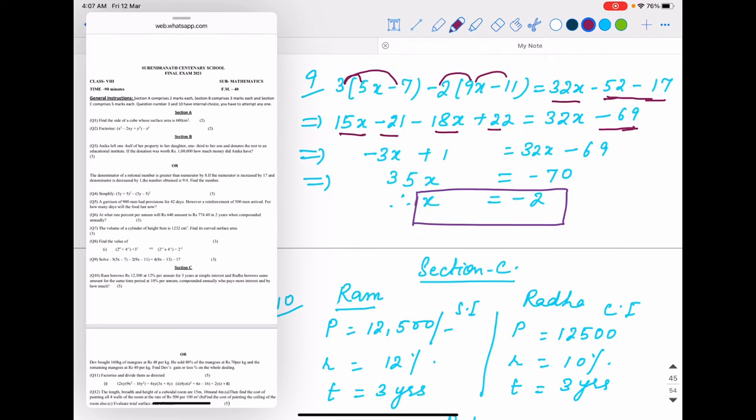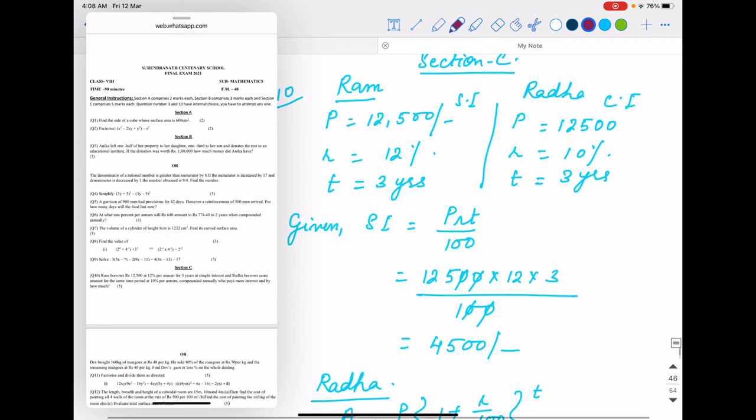So, 15x minus 18x will be minus 3x, minus 21 plus 22 will be 1. And here the RHS is the same as we have written. Now minus 3x minus 32x is minus 35x, minus 69 minus 1 will be minus 70. So x will be plus 2. That will be the answer.